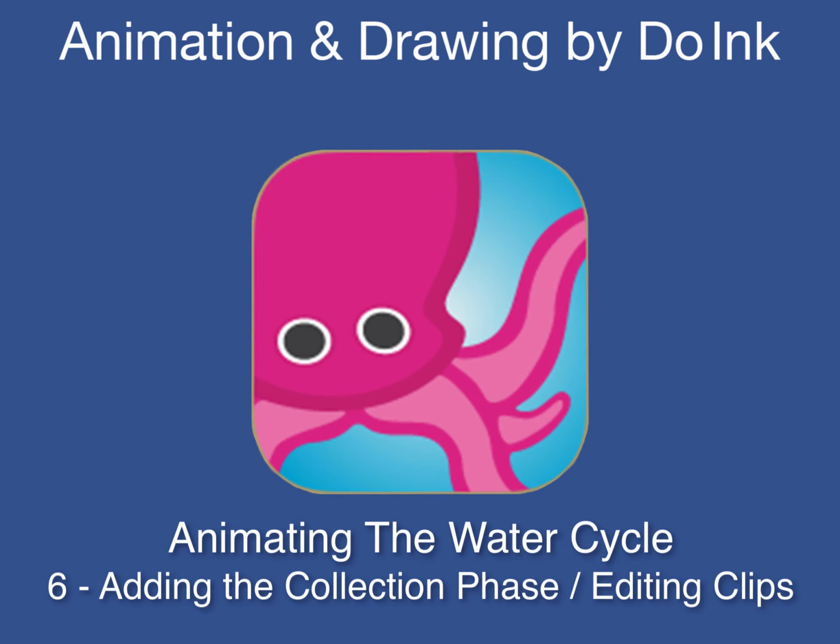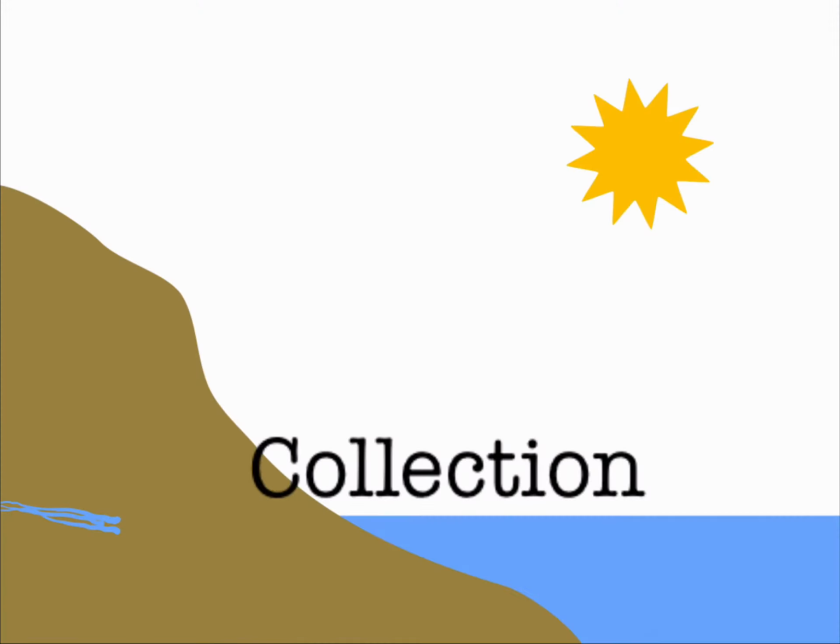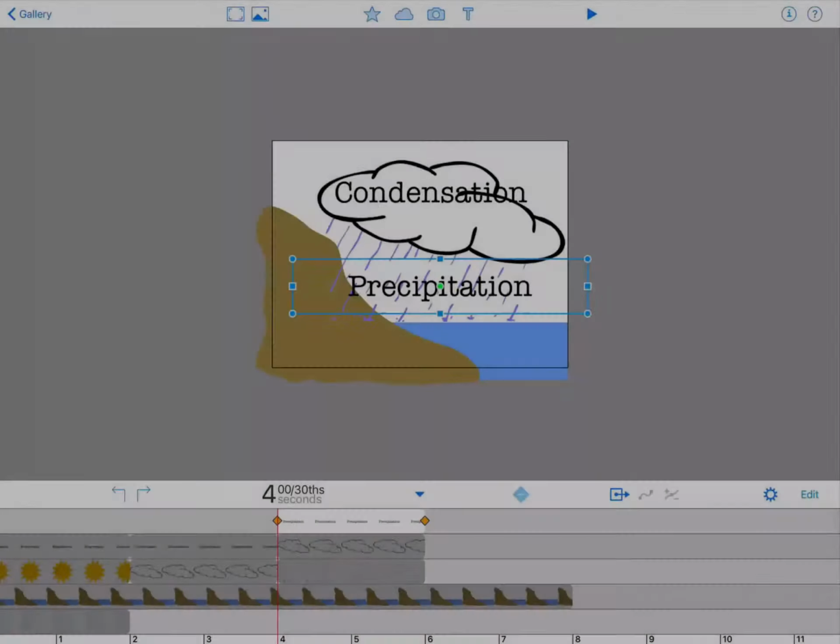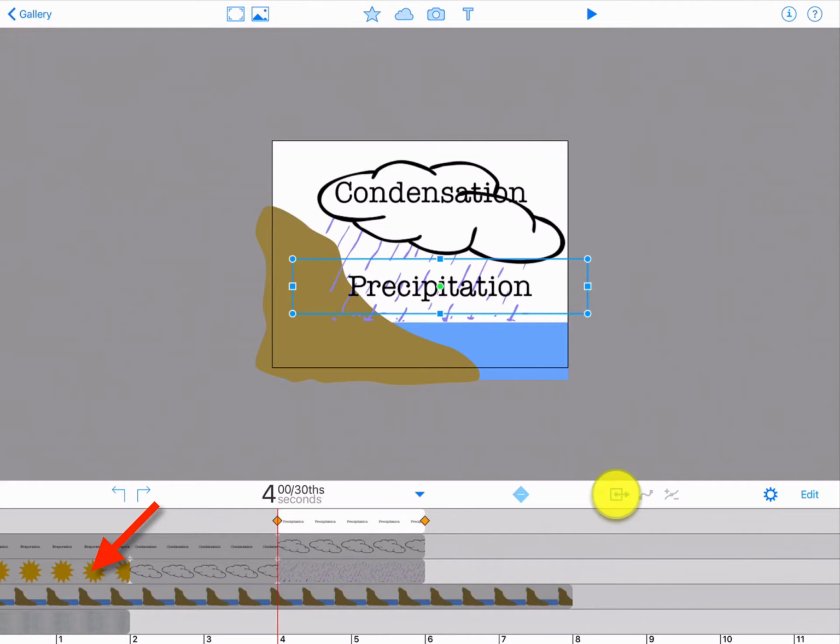In previous tutorials, we showed how to create the evaporation, condensation, and precipitation phases of a water cycle animation. Now we'll create the collection phase and complete our animation. Start by using the sun element used previously in the evaporation phase.